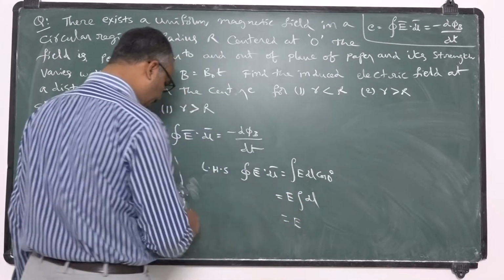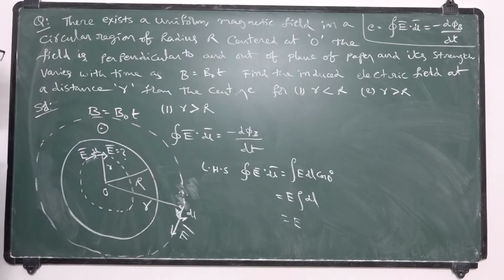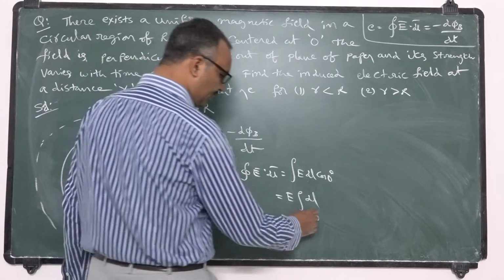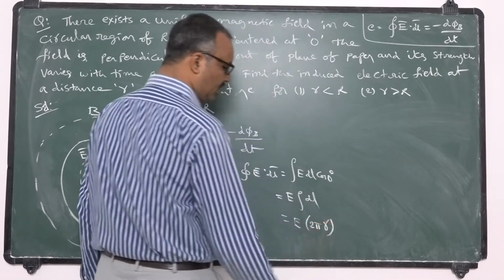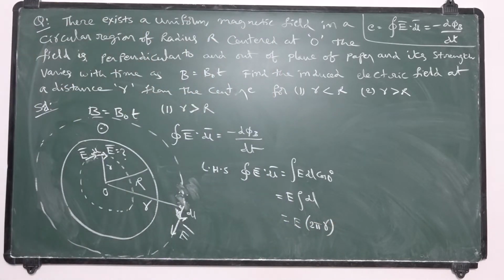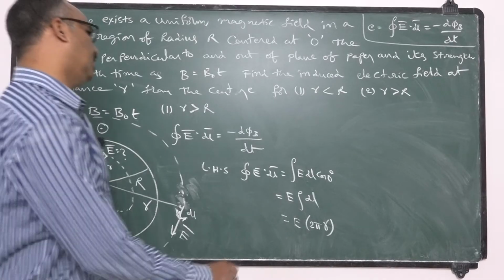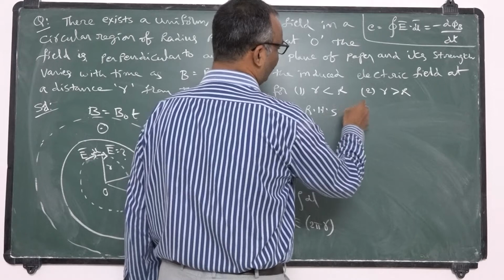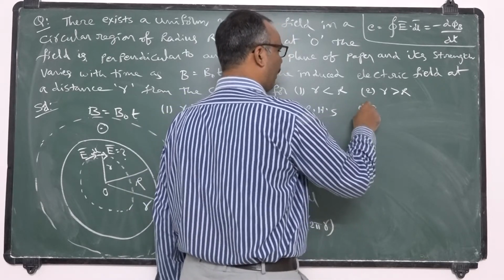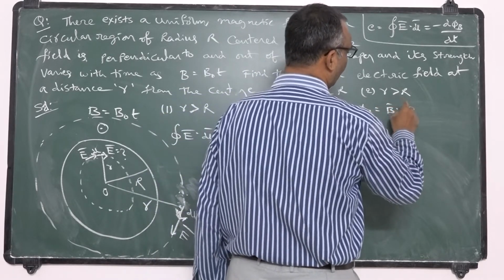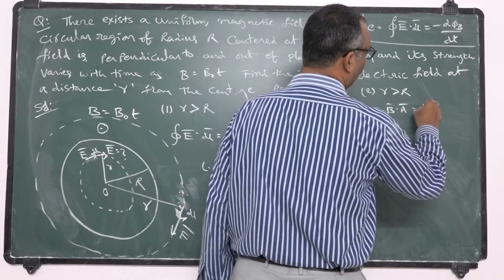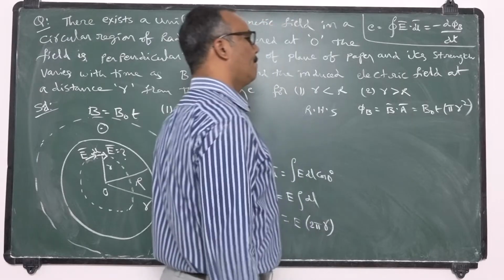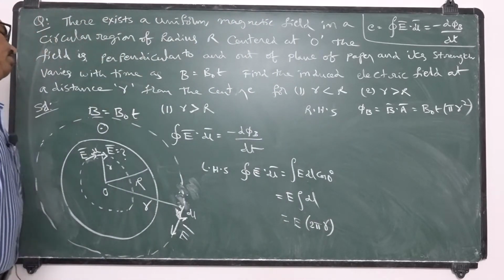Integral dl is nothing but the circumference of the circular area you considered. Circumference is 2 pi r. Here the radius is smaller only again, so there is no change in the left hand side expansion. But in the right hand side, first let me calculate phi b, B bar dot A bar, that is nothing but B naught t into pi r square.